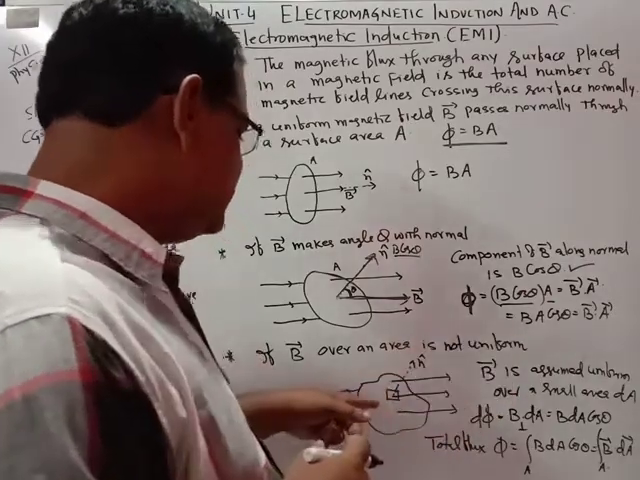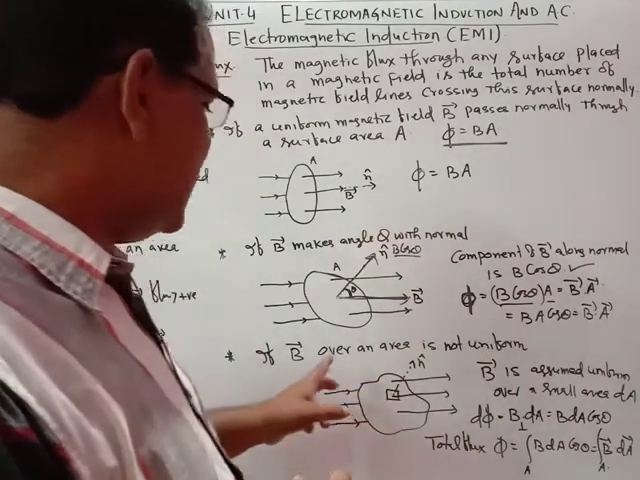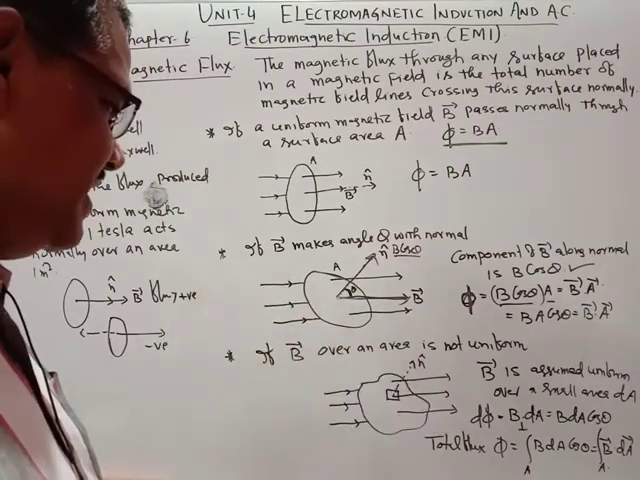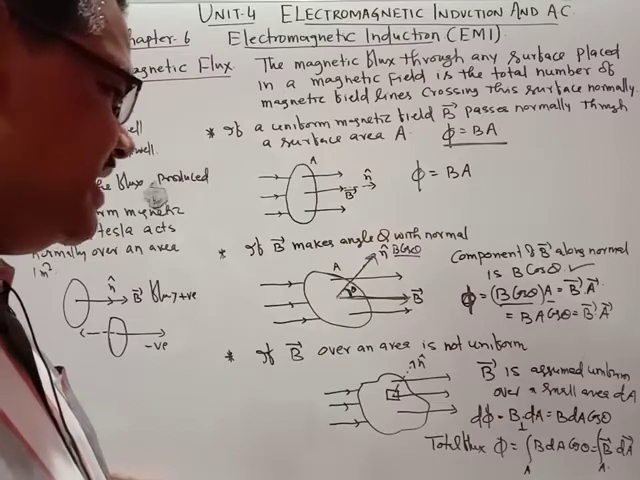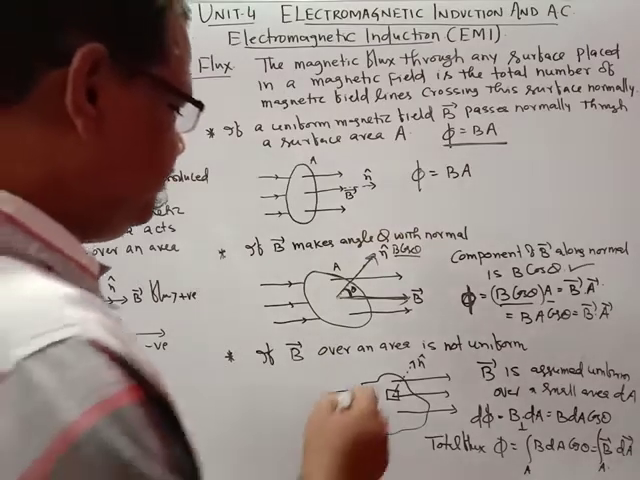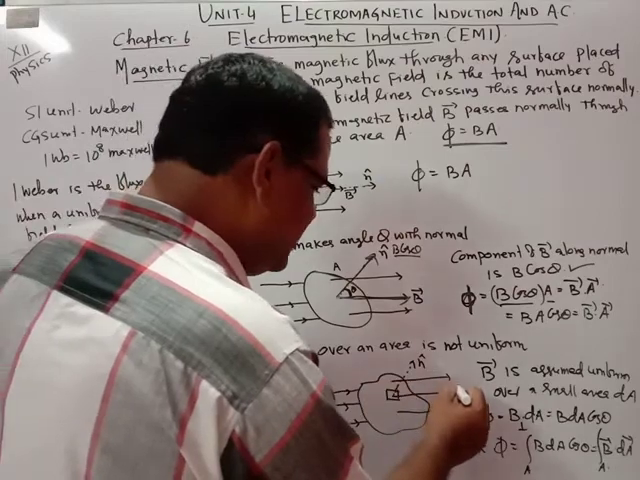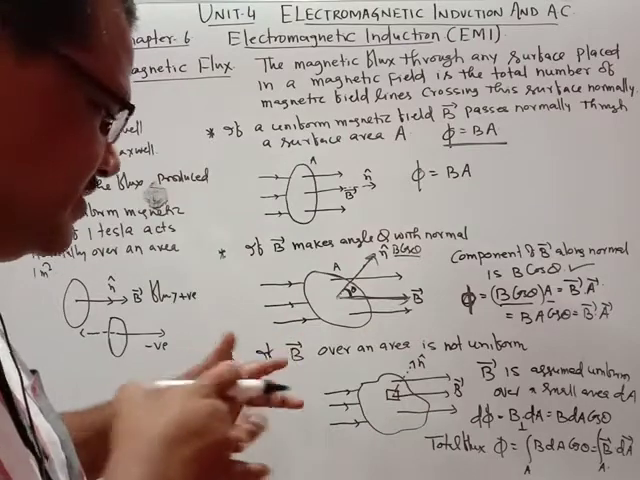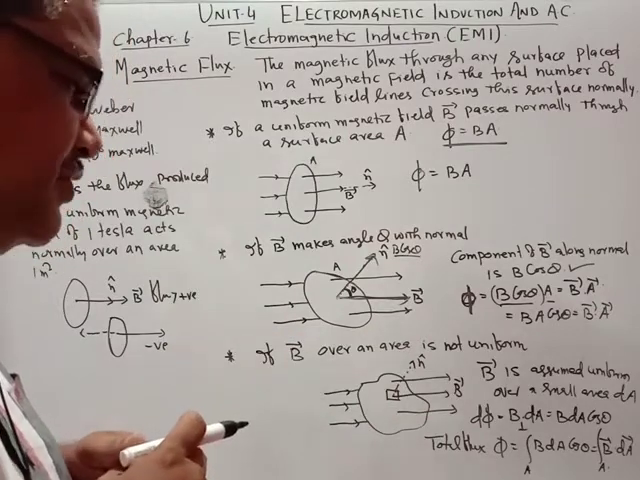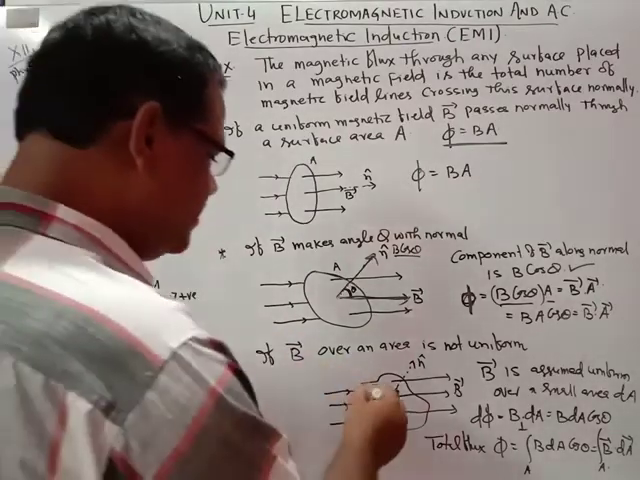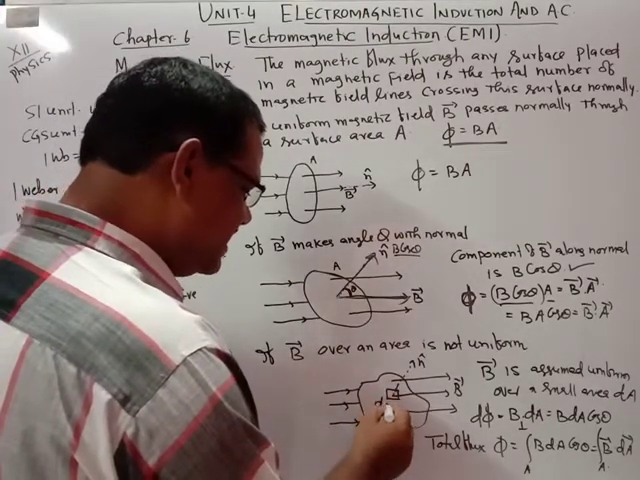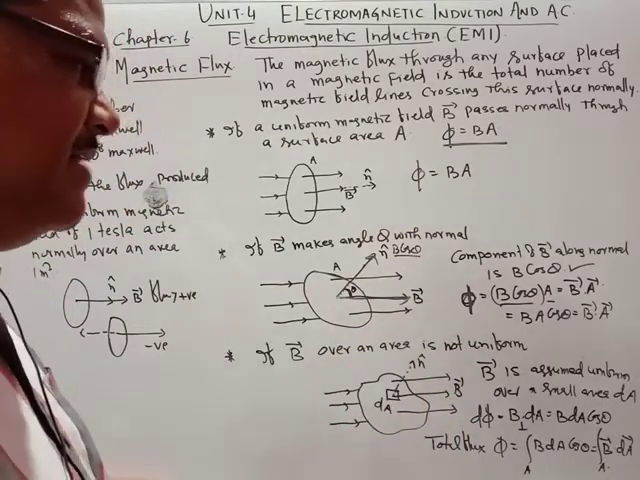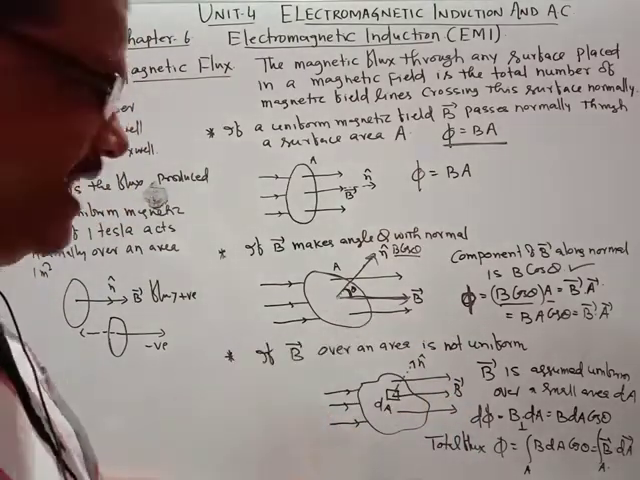Another case is, suppose the area is not uniform at all and the B, the magnetic field, is not uniform, and that is touching the surface area. So what will happen in this case? In this case, we have to choose a small area dA. This is the small area, this is the direction of the B vector. If the magnetic field vector is touching the surface area, we have to assume the small area dA, and over this small area dA, B is to be considered uniform.